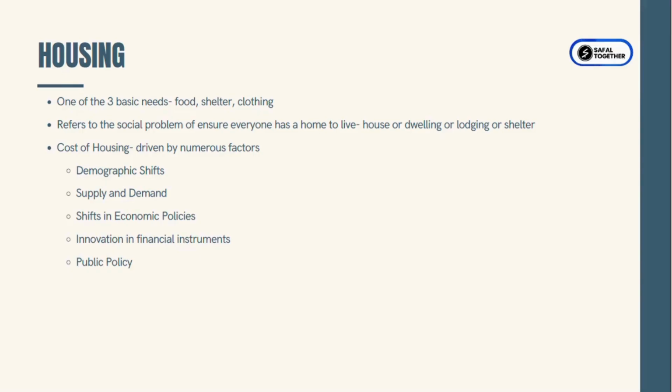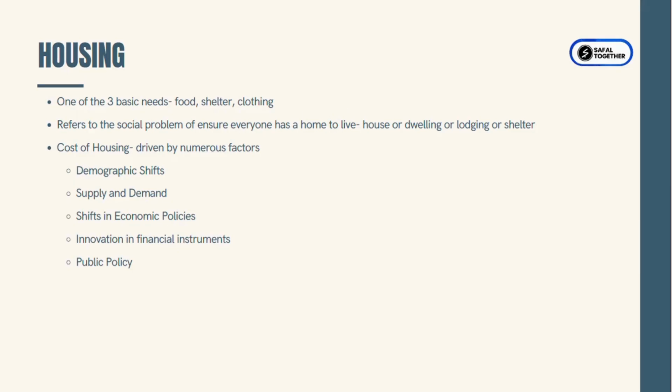Okay. As a quick introduction into housing, we all know that housing is one of the 3 basic needs: food, shelter, and clothing. Many people say that water is also one of the basic needs. There's an entire separate debate about whether or not water is included, and some include it under food, etc. I'm not getting into that debate for now, but all we know is shelter is a very important component for any human.